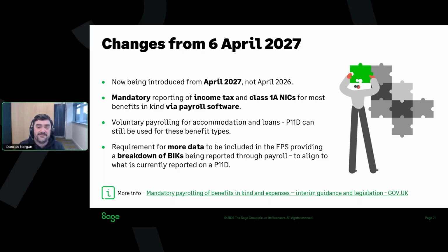When it comes in April 2027, it will be possible on a voluntary basis to payroll accommodation and loans. However, P11D can and still will be used for those benefit types after 2027. And the big change here is there will be a requirement for more data to be included in the FPS, providing a breakdown of the different benefit types, information such as commencement dates, essentially the same information that a lot of you currently report on a P11D. So it's almost like doing a mini P11D on every FPS submission. And you can actually read the interim guidance and legislation on the link provided.